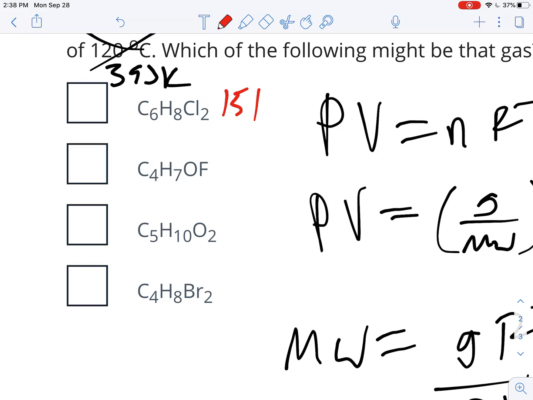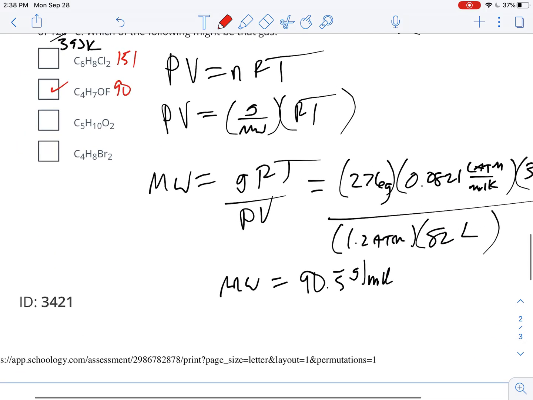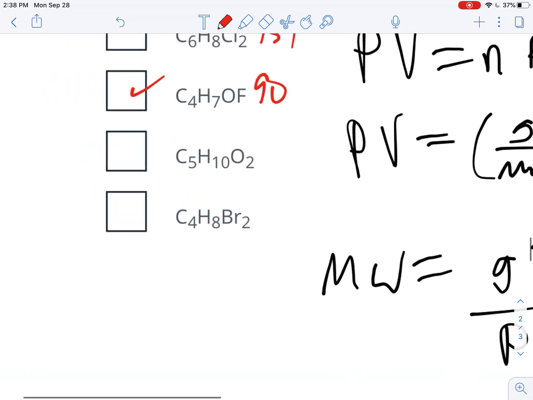Let's see, this next guy here, I've got 4 carbons at 12 is 48, 7 hydrogens is 7, a 16 for the oxygen, and a 19 for the fluorine. That's about 90. Oh, that's probably your guy right there. That's going to be tough to get closer than that.